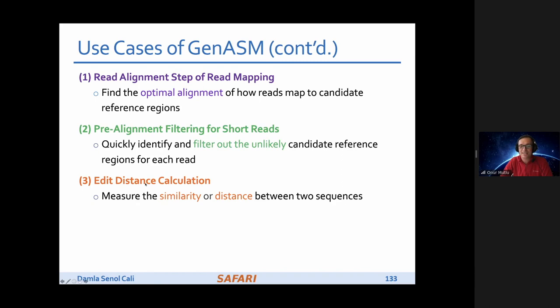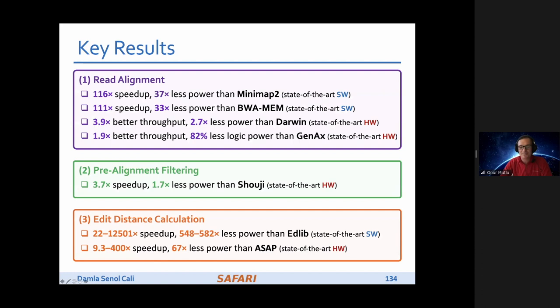But we discuss all of these in the paper, and we show essentially significant speed ups and energy reduction compared to state-of-the-art software as well as hardware accelerators. And you can see that it's actually better than Shouji in terms of pre-alignment filtering. And we're comparing to Sneaky Snake right now, but it's probably not going to be as good as Sneaky Snake, in my opinion, unless we do an FPGA mapping of this at this point. So this is actually concurrent work with Sneaky Snake. That's why we compared to Shouji over here.